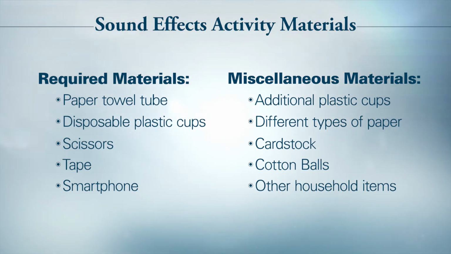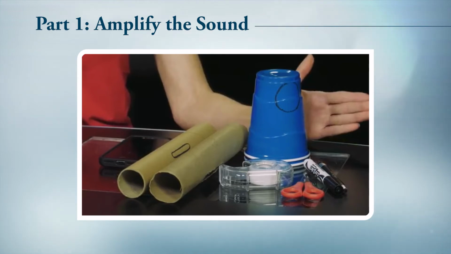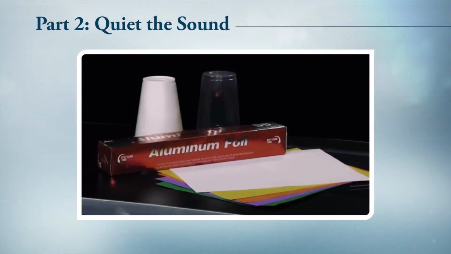For now, let's talk about the two different parts of the activity. The first part of the activity, you're attempting to increase or amplify the sound that you hear. You will need a smartphone, a paper towel tube, 2 plastic cups, scissors, markers, and tape if you like. For the second part of the activity, you'll need the design that you created in the first part to amplify, but you'll also need those miscellaneous materials. And I say the miscellaneous materials, use what you have around the house.